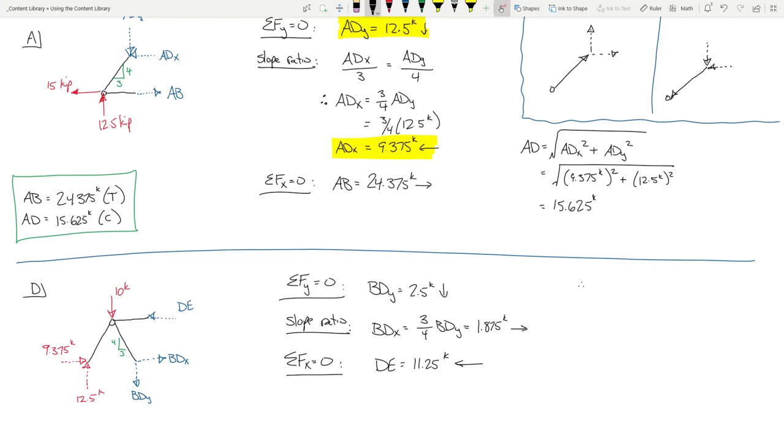BD, and so I think we can go through that part pretty quickly. So I think the Pythagorean theorem for that yields 3.125. So therefore, BD in this case is 3.125 kips in tension or compression? Tension. And BE, or sorry, DE. Is 11.25 kips in compression.